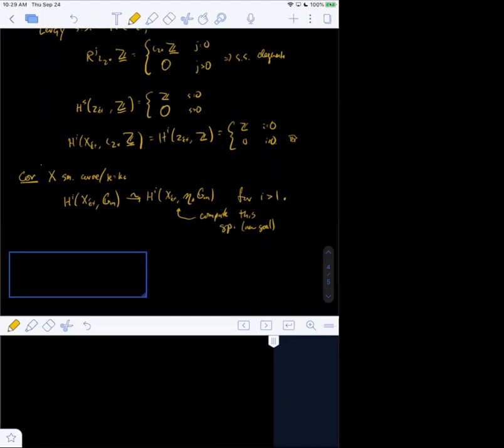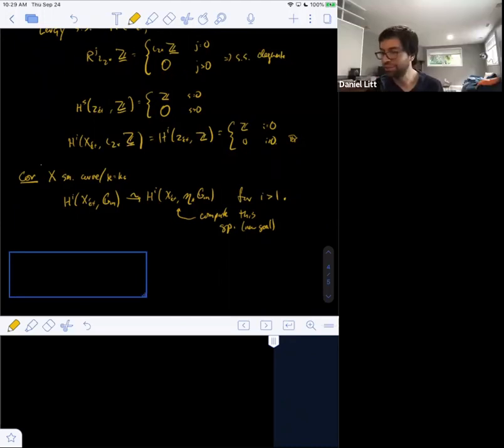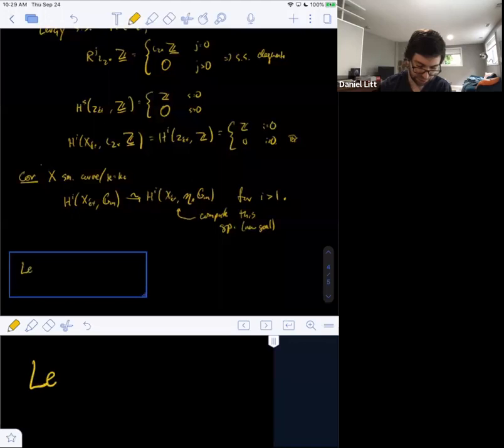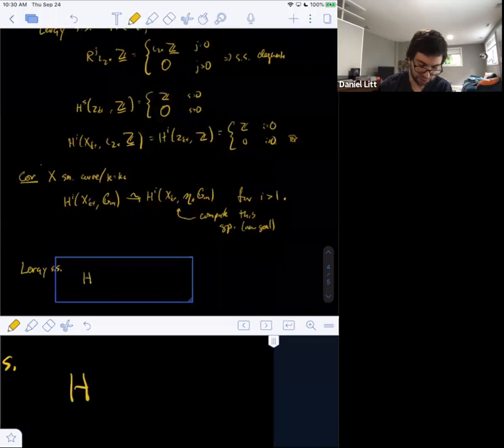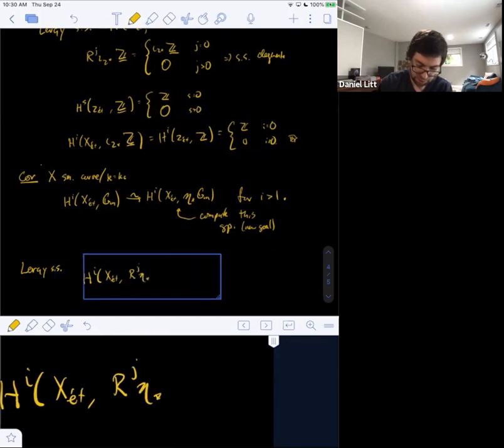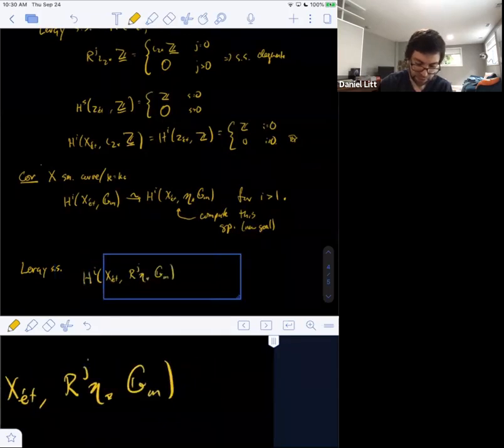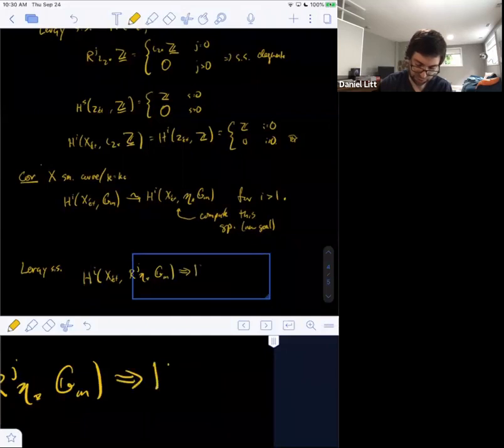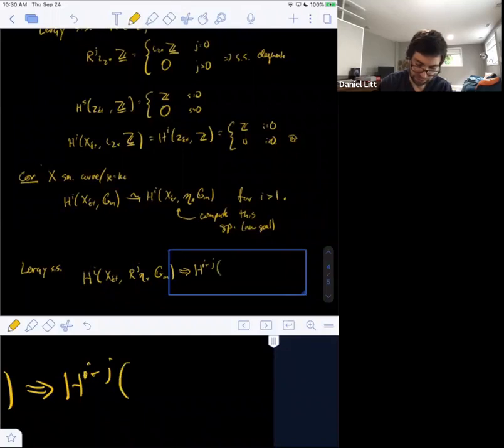Like exactly the stuff we were doing before. Yeah, so we're going to try to use the Leray spectral sequence again. So what do we get? Now we get the Leray spectral sequence. That gives us an E2 page of H^i of X étale with coefficients in R^j eta lower star of G_m. And this will converge to Galois cohomology. So this will converge to H^{i+j} of eta with coefficients in G_m.